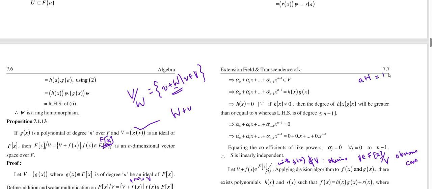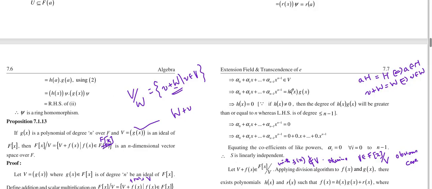aH equals H if and only if a belongs to H. And in the same way in the case of addition, if you have v plus W is equal to W, then you must have v belonging to W. The same concept you have in vector space also. So this element should be a member of capital V, and capital V is generated by g of x. So this element can be written as h of x into g of x.